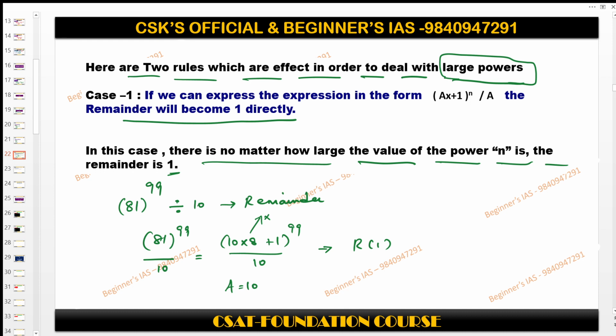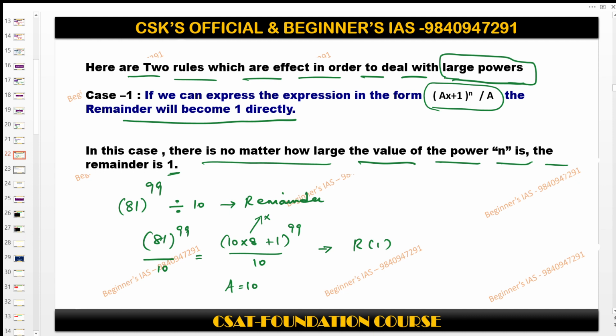Even a lot of numbers are there which we cannot express in this form. Sir, can you please give an example? Yes, we will see. This is only for expressions which can be expressed in the form. Understood? Yes, sir.